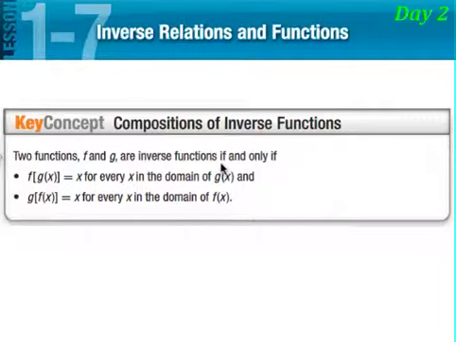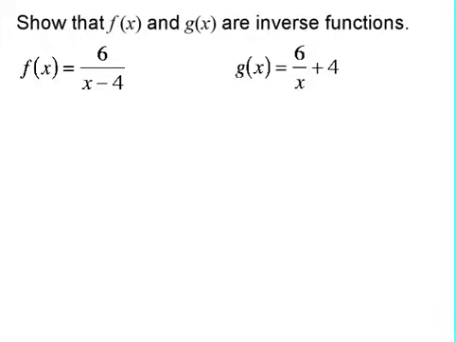Because if I take f of g of x, I am going to get x for every x in the domain. So if I compose those two functions, same way if I compose them the other way, if I take g of f of x, I will get x as well. And so that's how we can show that two functions are inverse functions. And so what we're going to go ahead and do is look at the following. It says show that f of x and g of x are inverse functions. And so in order to do this, we're going to use that little bit of information that was just on the previous slide.